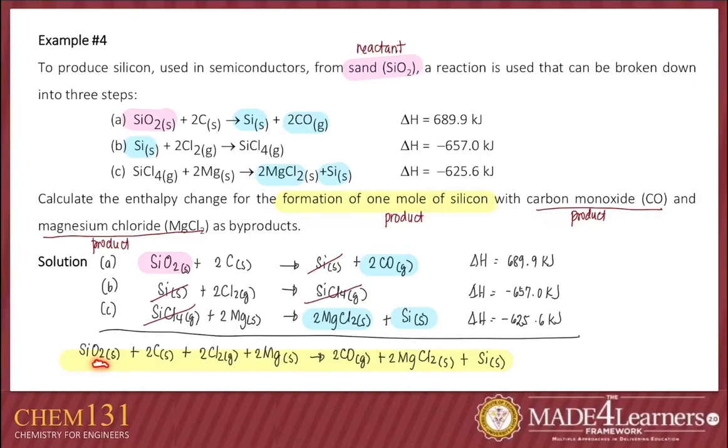So, what we did was add the equations. Therefore, we also add the enthalpy changes of the three. So, the change in enthalpy of producing silicon with carbon monoxide and magnesium chloride as byproducts from sand is the summation of these 3 changes in enthalpy, and that is equal to negative 592.7 kilojoules.